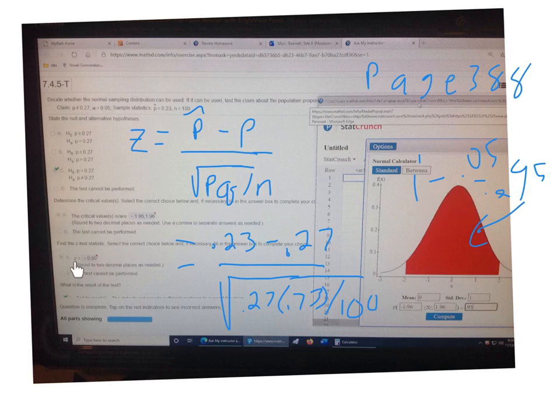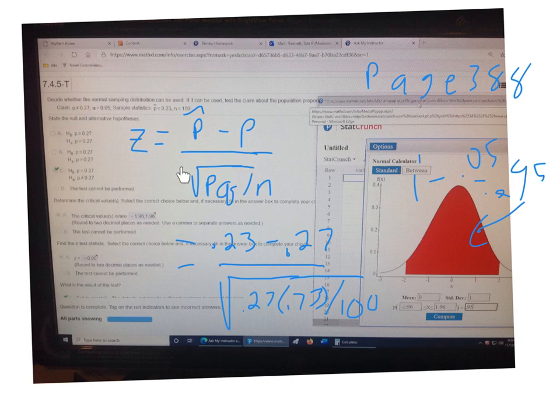Now your other question is how you find the z-test statistic. If you look on this page, they give you this formula here. That's p hat minus p all over the square root of p times q over n. And those numbers are all given up here.